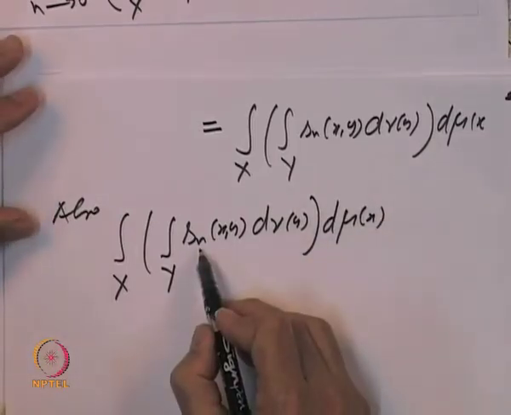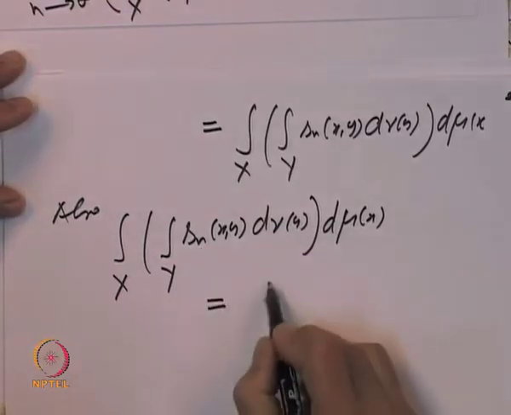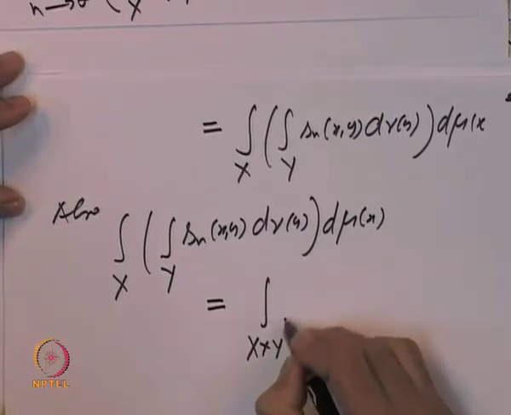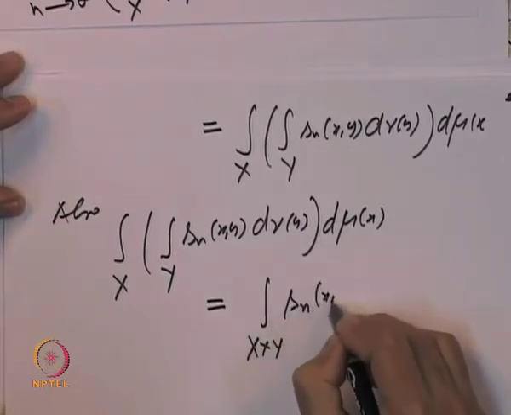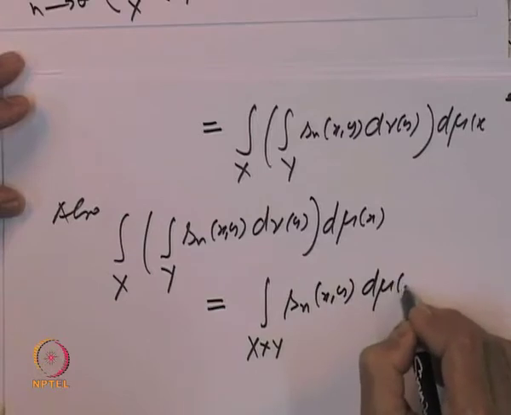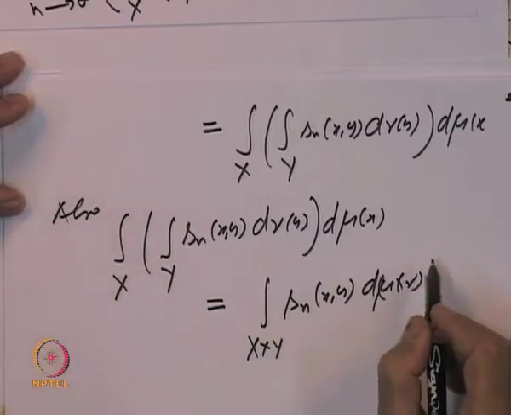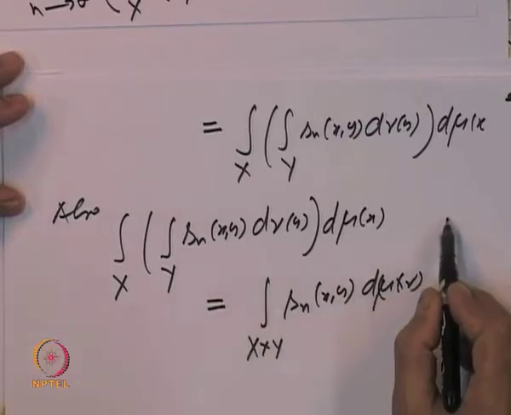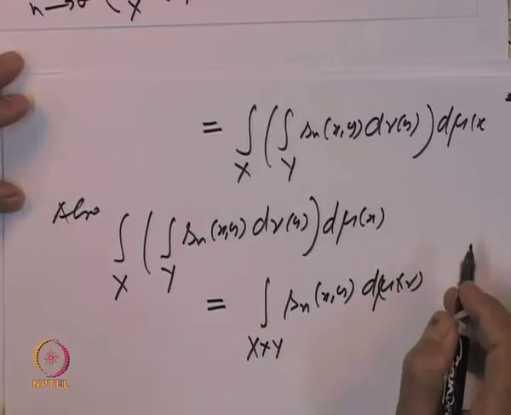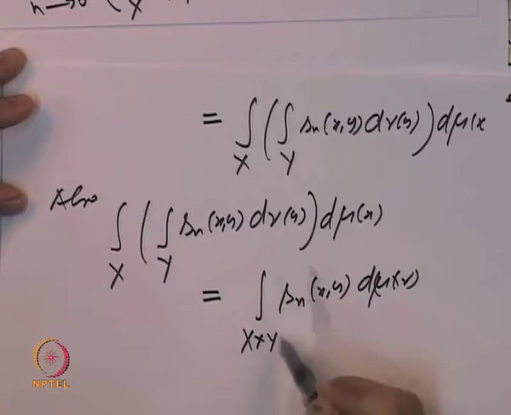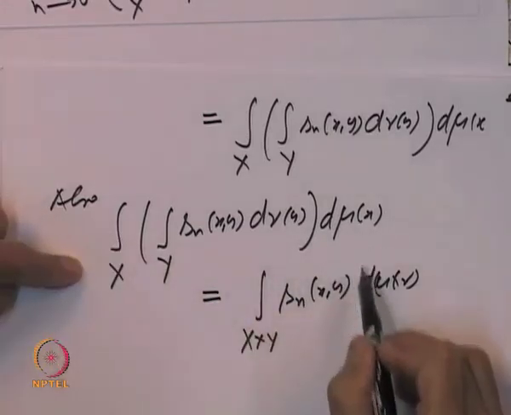For non-negative simple measurable functions, the claim holds. That means this is equal to the double integral, the integral over x cross y of S n x y with respect to the product measure mu cross nu. This is because we have already proved in step 2 that the result holds for non-negative simple measurable functions.